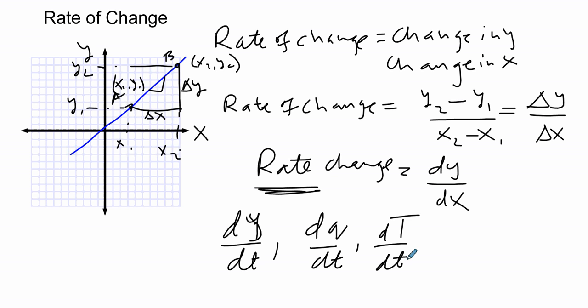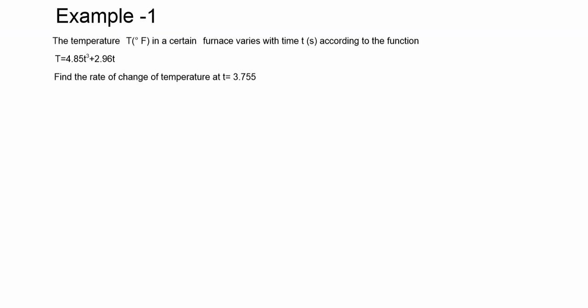Let us look at maybe three examples to understand what rate of change is. Example one: you're given that the temperature T, in Fahrenheit, in a certain furnace varies with time t seconds according to the function T equals 4.85 t cubed plus 2.96 t. Find the rate of change at a time of 3.75 seconds. There is a little mistake there; that should be seconds.